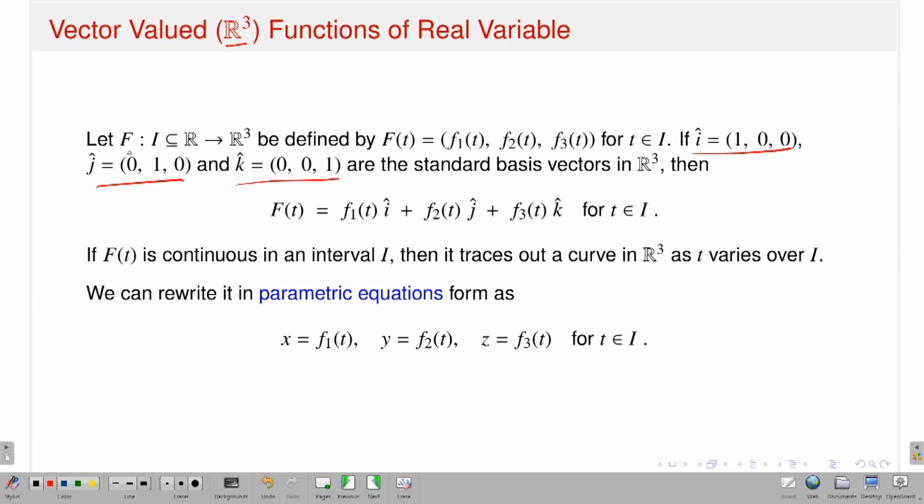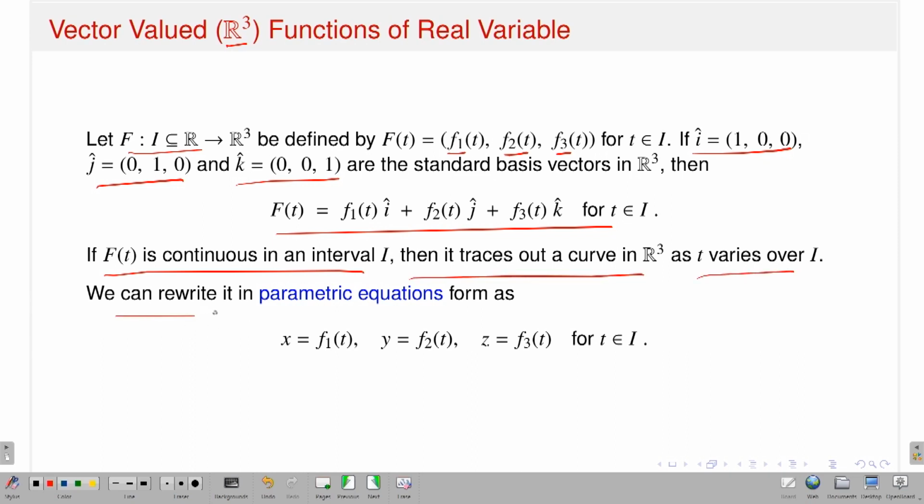So therefore the function F can be defined as F(t) = (f1(t), f2(t), f3(t)). These are nothing but the component functions, and I can write it in this form: f1(t) times i cap plus f2(t) times j cap plus f3(t) times k cap. Now if F(t) is continuous, that means the original function is continuous in the interval I, then it traces out a curve in R3 because its range is in R3 as t varies over I.